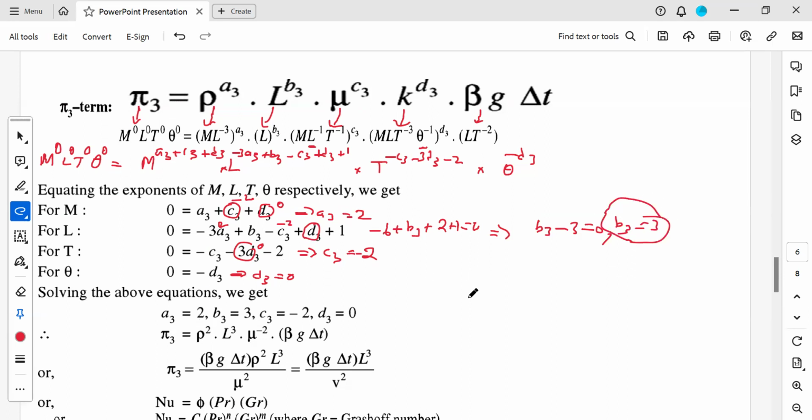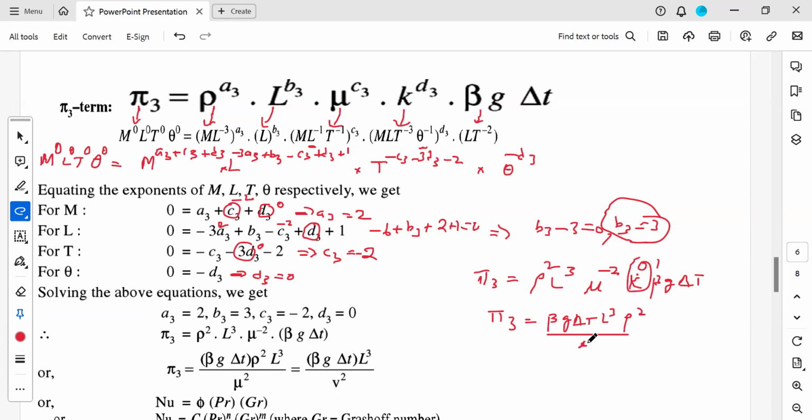Now consider the pi 3 term and substitute these values: rho power a2 is 2, l power b3 is 3, and mu power c3 is minus 2, and next k power d3 is 0, multiplied by beta g delta t. So this value will become 1, this value will become 1. Finally you will get pi 3 is equal to beta g delta t l cube rho square by mu square.